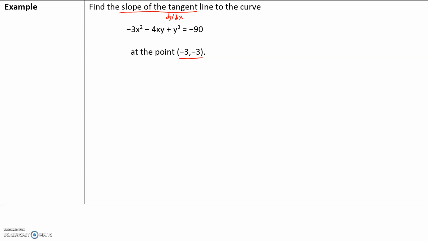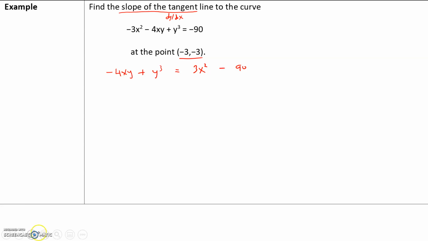To find dy/dx, as much as possible, we want to move all the x's to one side and keep all the y's on one side. But the negative 4xy that's together, we can't really separate that. So I'll leave it there, the y cubed. Then I'm going to move the negative 3x squared to the right. So it's going to be positive 3x squared minus 90.